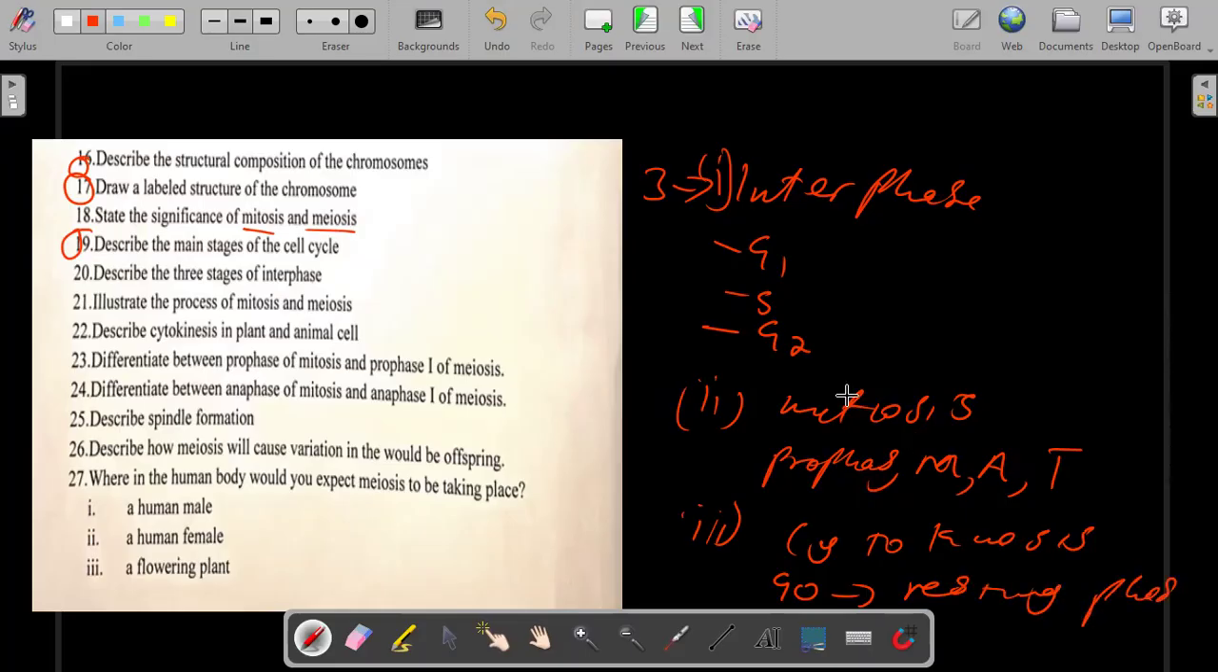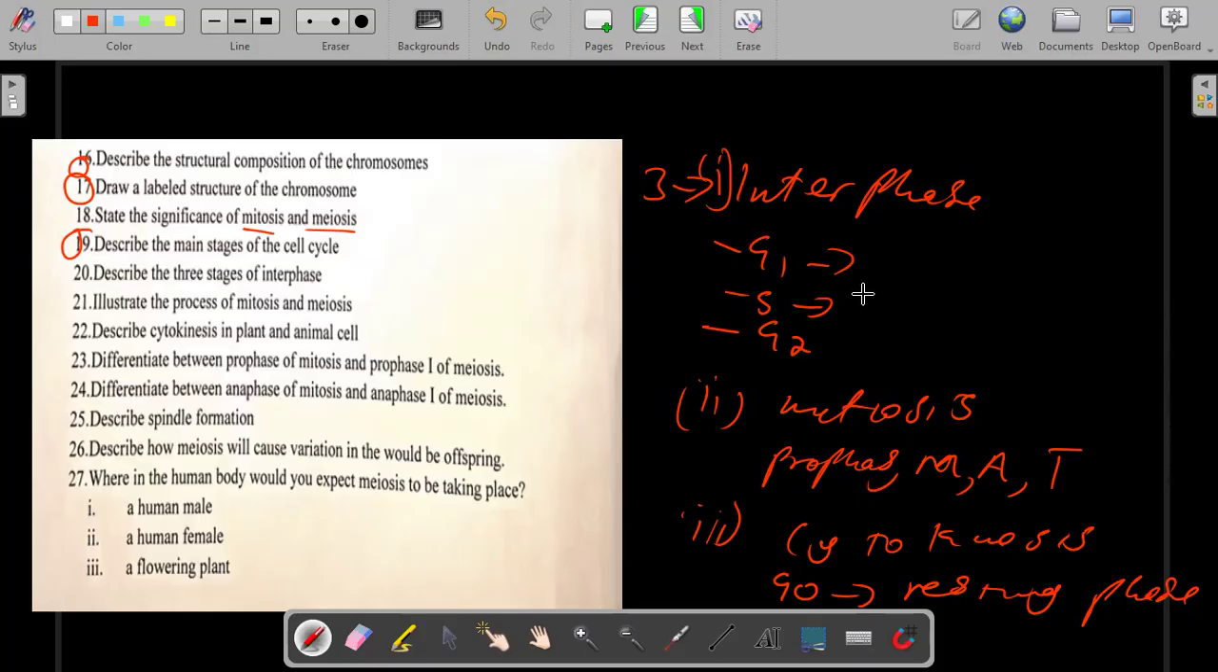Now, in G1, what happens? This is also known as the growth phase, where the cell starts growing in size, and you also have production of proteins, and some of the metabolic activities are going to happen. Then in the S phase, that's where the synthesis phase happens.